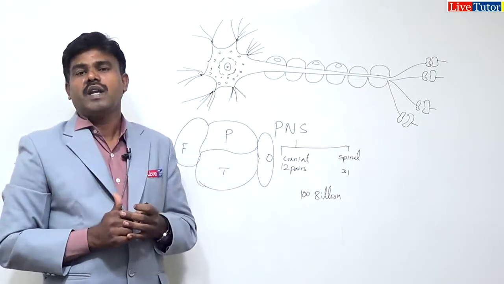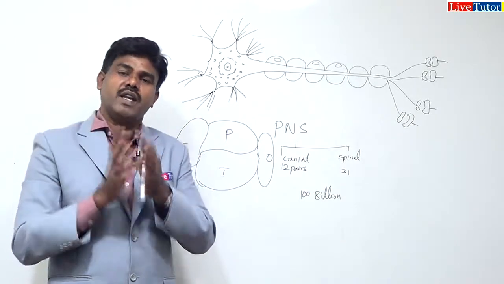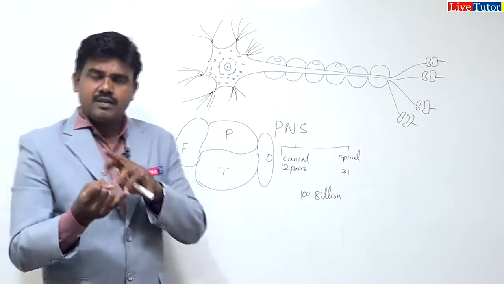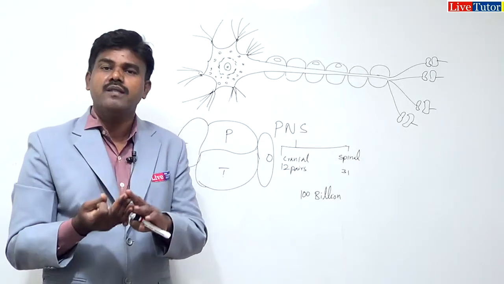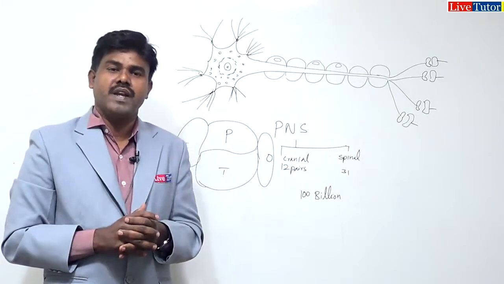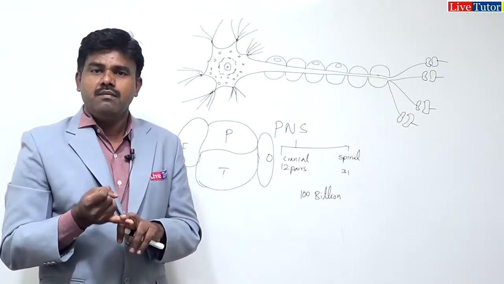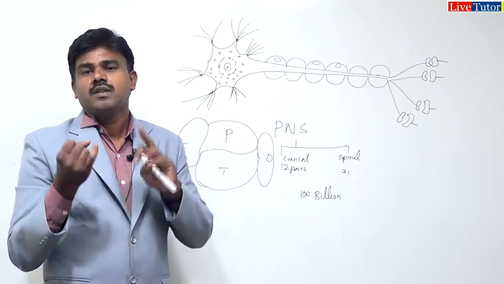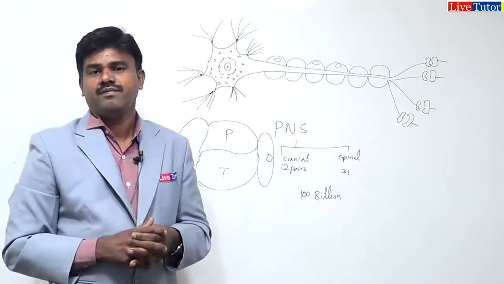Then the hindbrain. What are the things found in the hindbrain? The rhombencephalon contains the cerebellum, pons and medulla oblongata. These 3 are found in the rhombencephalon, also called the hindbrain. So what is the cerebellum? It is also called the small cerebrum.